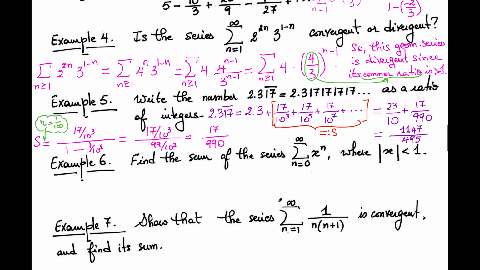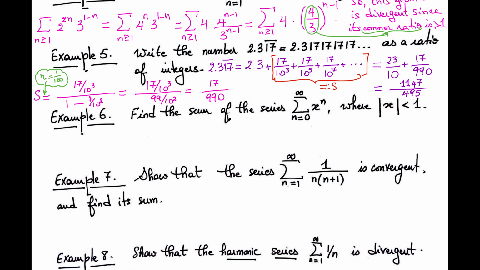Okay. All right, example 6. Find the sum of the series, where the absolute value of x is smaller than 1. Notice that this series starts at 0 this time, and so the first term is x to power 0. And with series, we adopt the convention that x to power 0 is equal to 1, even when x is 0. So it's a convention. So the first term in the series is 1. And then that's going to be a geometric series with common ratio x, right? Take a look at this series. What is the series?